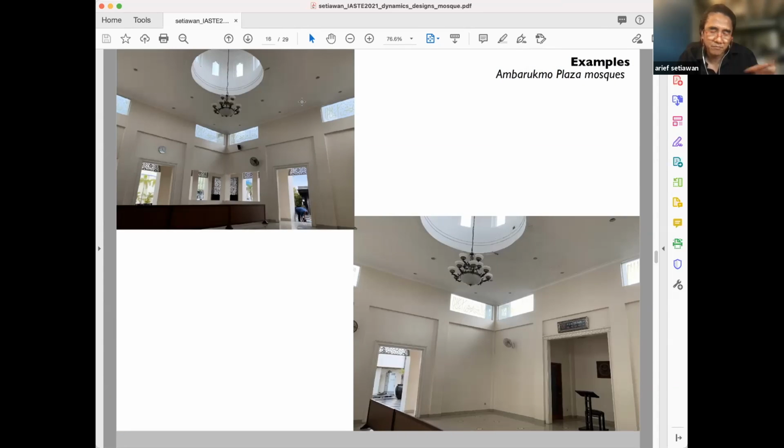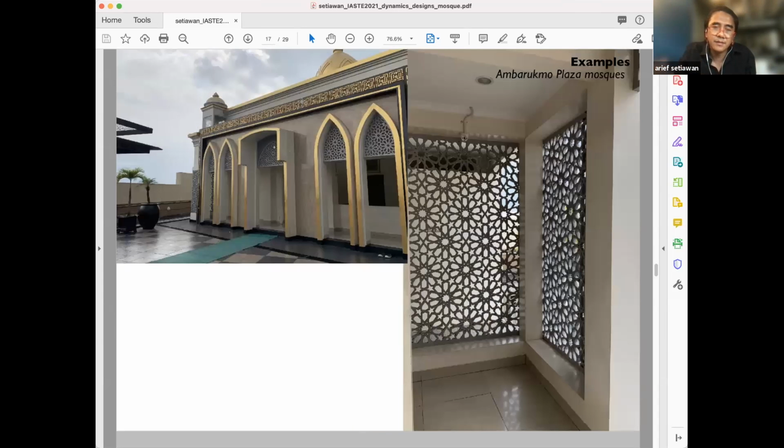But during the daily prayer time, people make long queues to use this space. But the emphasis of this design is all these details, the decorated surfaces, which drew heavily on geometric patterns.